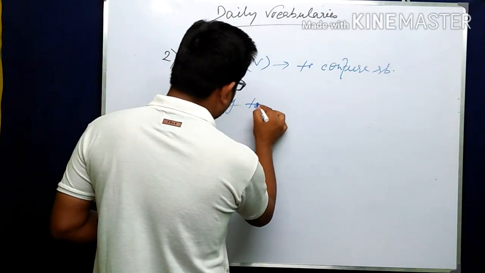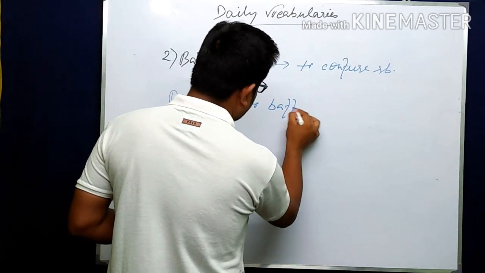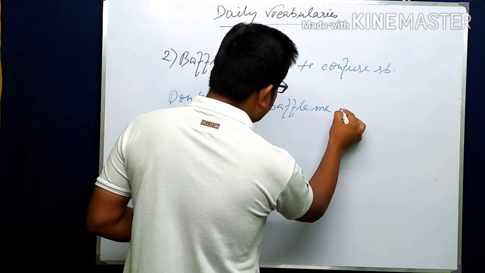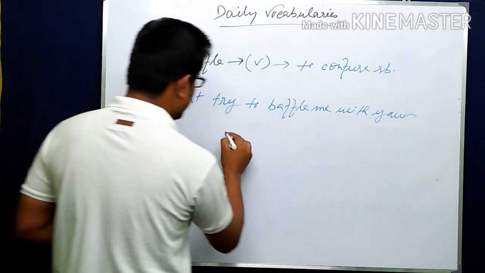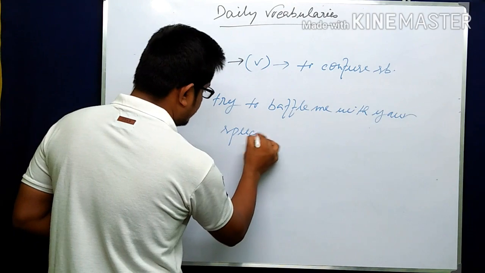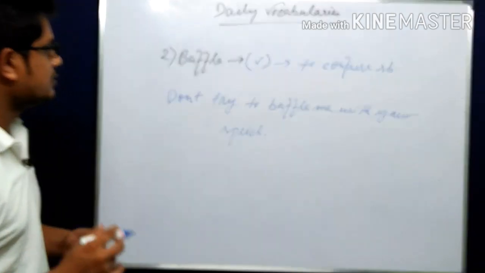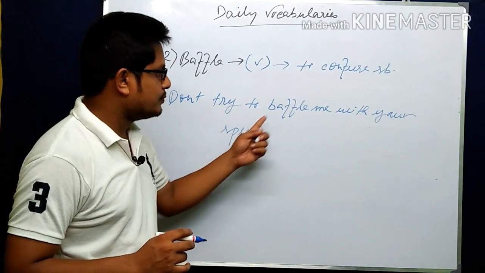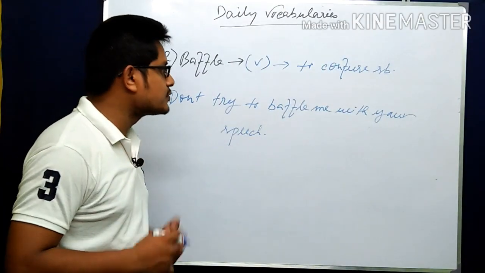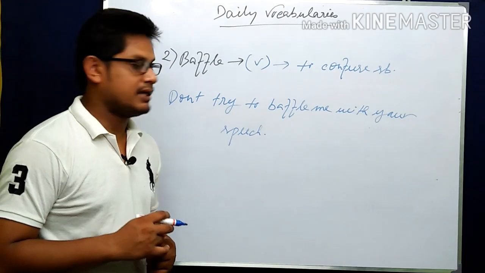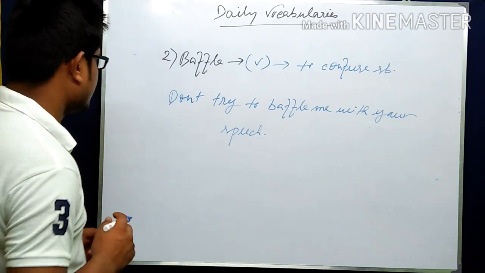Suppose: don't try to baffle me with your speech. You can use this sentence. Don't try to baffle me with your speech. That means don't try to confuse me with your speech. Right? So now let me give some synonyms.